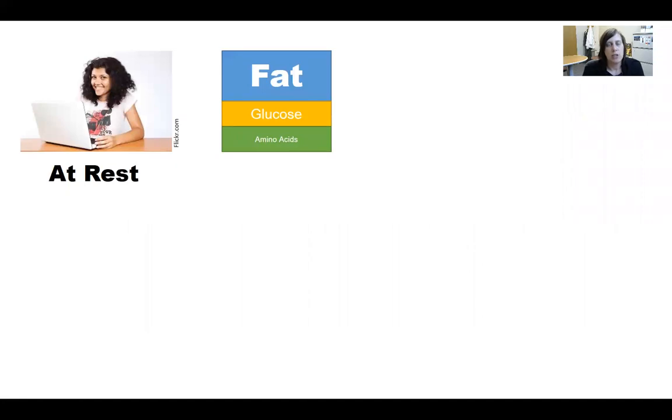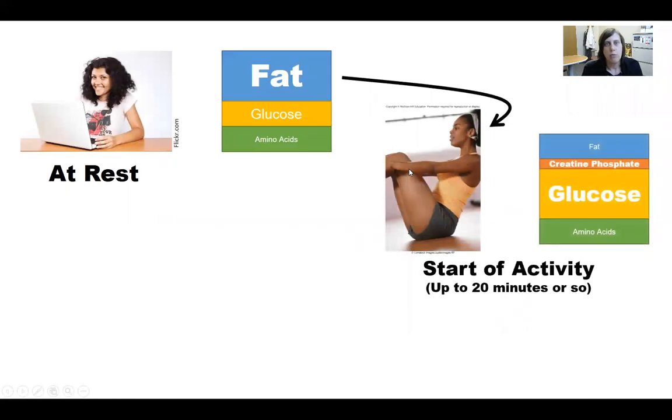At rest, we're predominantly using fatty acids to generate energy and not using very much glucose and especially very little amino acids. However, if we go from rest to movement, within a start of an activity up to 20 minutes or so, we're really going to shift to using a lot more glucose for energy needs.